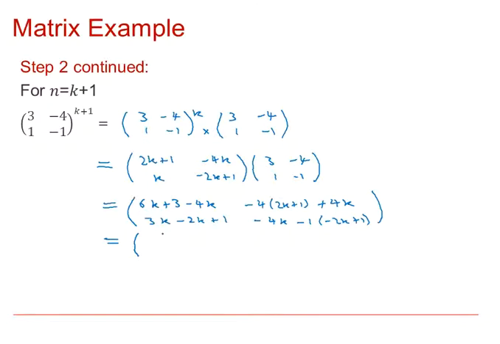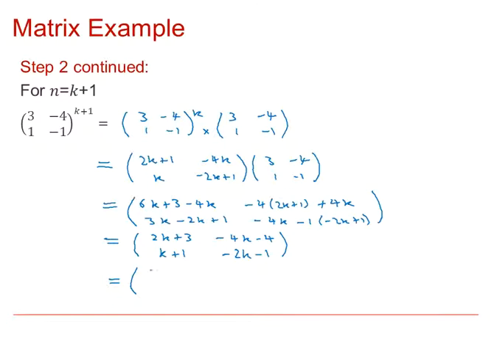Now we're going to simplify each element. So the top left element is 2k plus 3. Top right element is minus 4k minus 4. Bottom left element is k plus 1. And bottom right, when we expand the brackets carefully, is minus 2k minus 1. That's not quite in the form we need it to be. We need it to be in the form that we were aiming for. So we need to show that this can be written in a slightly different way.